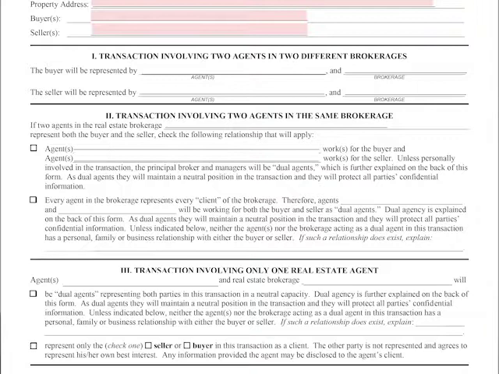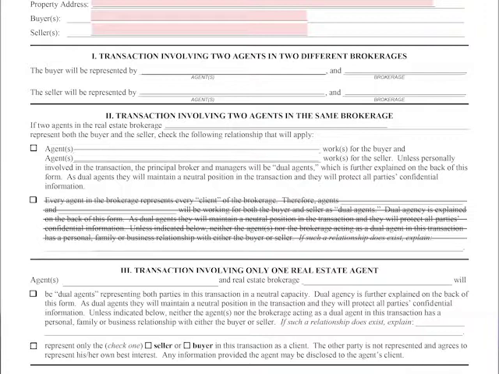The second box, where it talks about every agent in the brokerage represents a client, therefore the agents in the brokerage will be working for both the buyer and the seller. That's really kind of what they call dual agency. We do not practice dual agency, okay? So you will never check that second box in transaction involving two agents in the same brokerage. Once again, our broker does not practice dual agency.